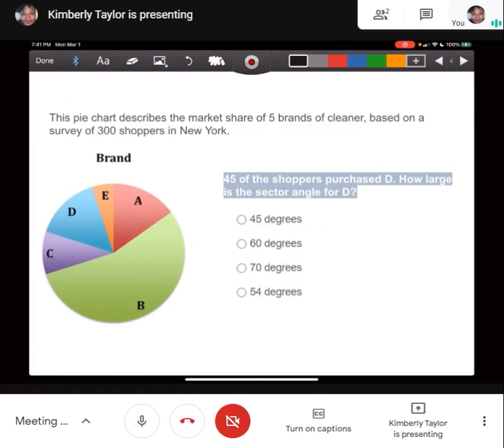This question, of course, uses the same pie chart and the same scenario. The question says, 45 of the shoppers purchased D. How large is the sector angle for D? Okay, so this is going to require a little bit of math. When they talk about a sector, they're talking about basically a piece of pie. So if you look at D, I want to know how much area this is.